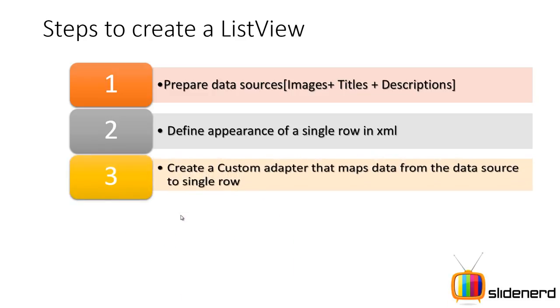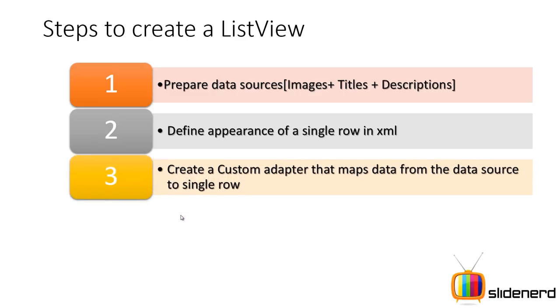Step 3. Create a custom adapter that maps the data from the data source to a single row. Now again, the data source can be anything. It can be a simple array. It can be a strings.xml file. It can be a database cursor, anything, right? And you need to put that data inside specific views inside your single row. Now at this point, if you guys are a bit unclear about what I'm talking about, don't worry too much about it. I'm going to show you everything in action.